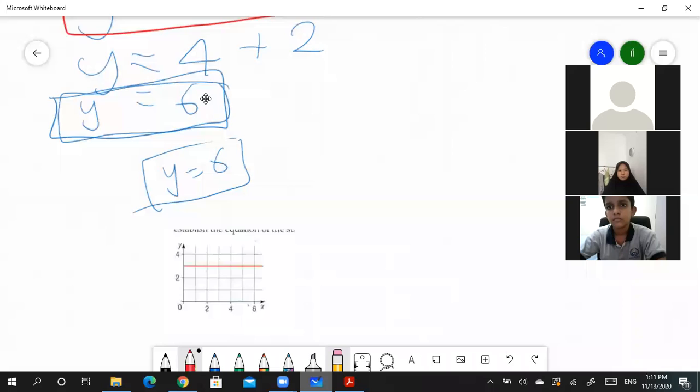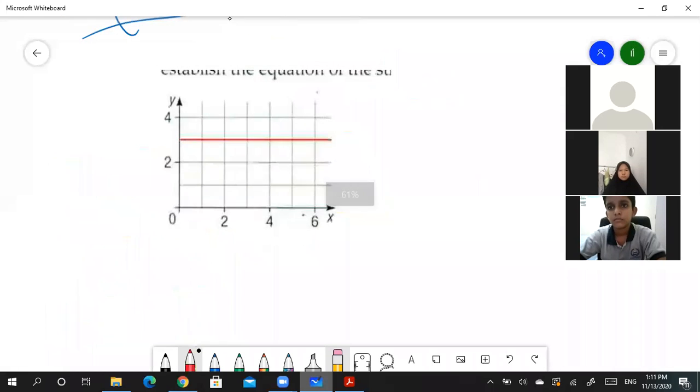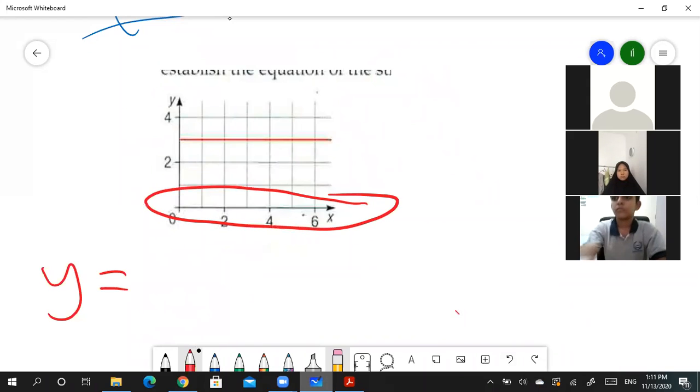Now, for this line, we cannot say y equals x plus or times or divided by y, because for all values of x, we have only one value on y, which is 3. So we cannot describe y as a function of x. So we say y equals 3. The equation of this line is y equals 3.